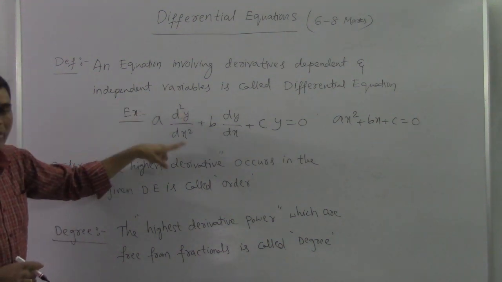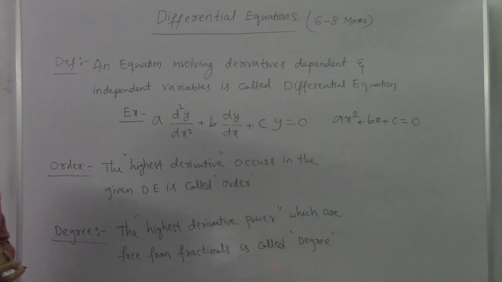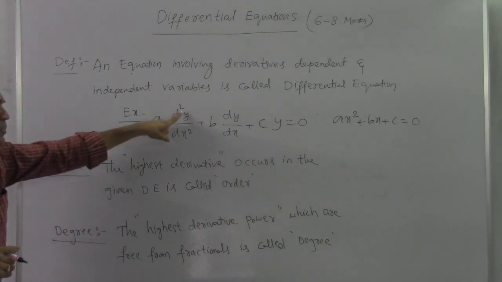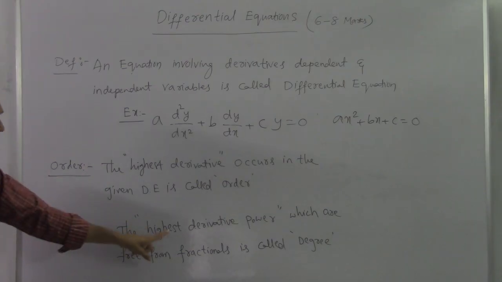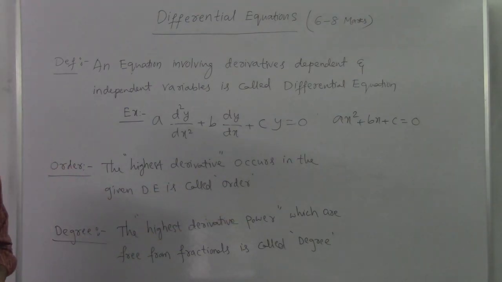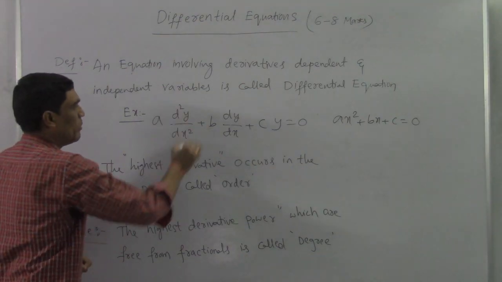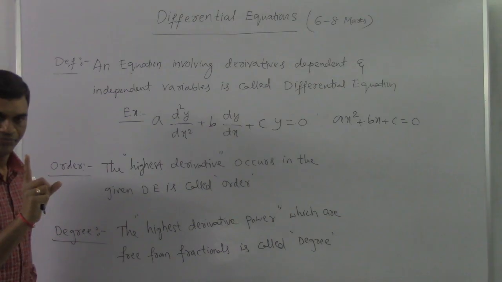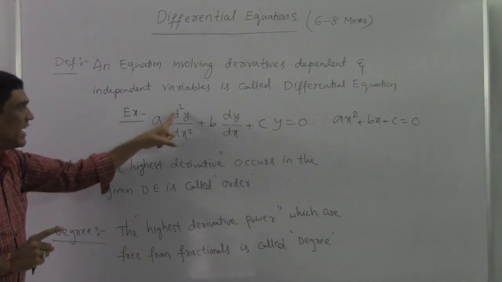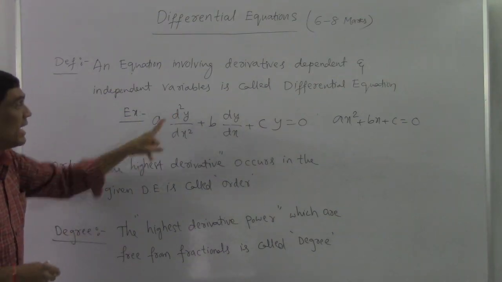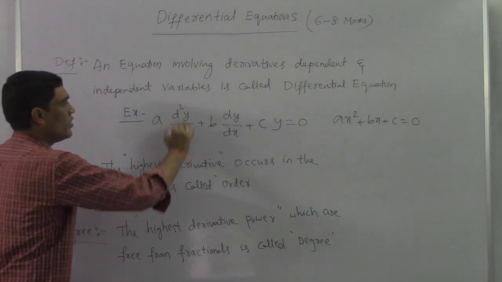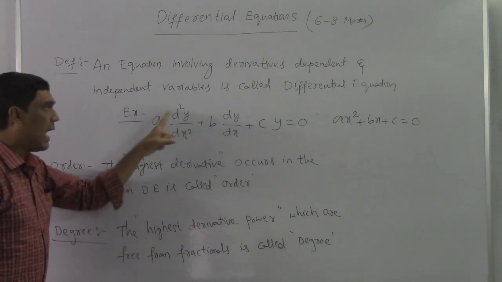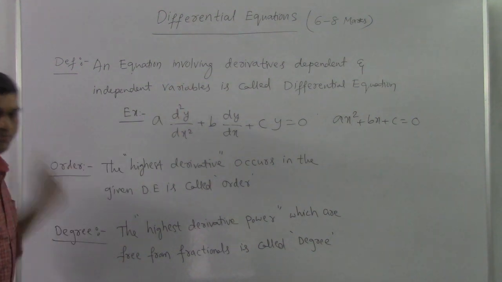Suppose if you have d cube y by dx cube, then order must be 3. The highest derivative has power 2, so the order of this equation is 2. Next, the power of the highest derivative. If you observe for this, what is the power we can write? 1. Order means the highest derivative directly. Degree means the power of the highest derivative. If no power is there, then you can assume it as 1. So order is 2, degree is 1.